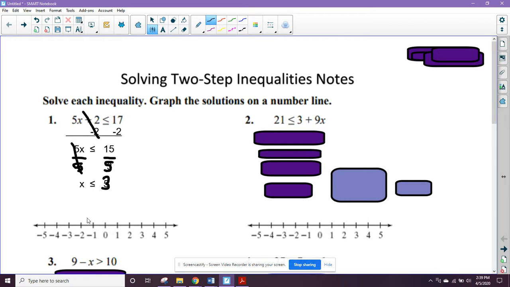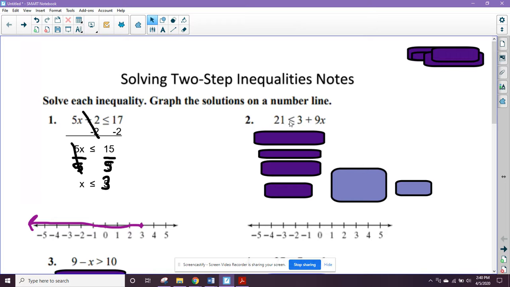So we need to graph 3. We go over to 3, and it's going to be an open or closed circle. It's equal to, so it's a closed circle at 3. And then we are drawing our line to the left. Look at number 2.